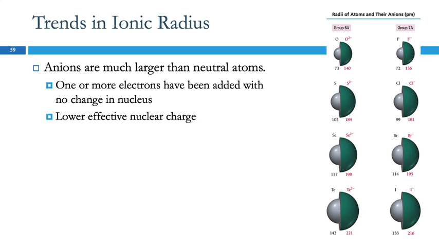Anions are a lot bigger than neutral atoms. You make an anion by putting extra electrons on it, so you would expect that it might be a little bit bigger. Well, it's actually a whole lot bigger. The oxide ion is twice as big as an oxygen atom. Again, the huge difference in size has to do with effective nuclear charge. So anions are bigger, cations are smaller.